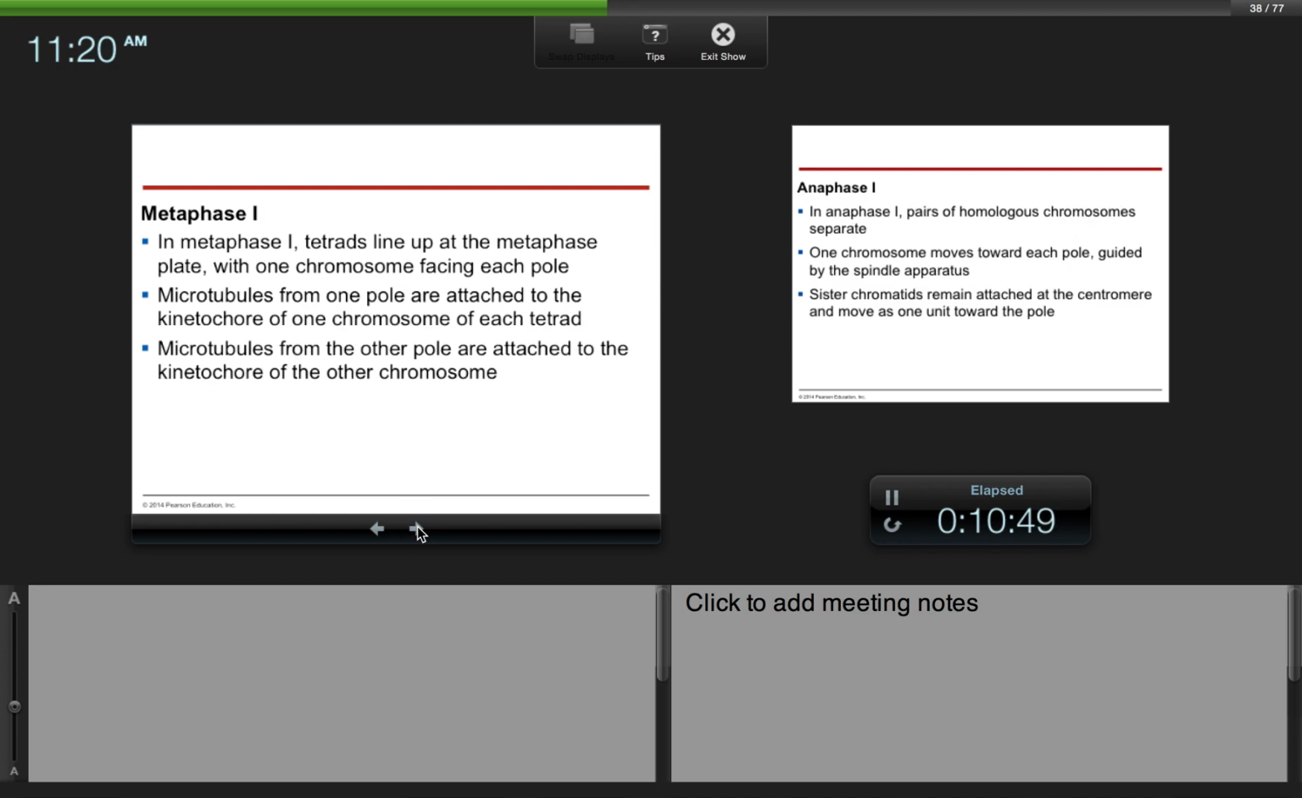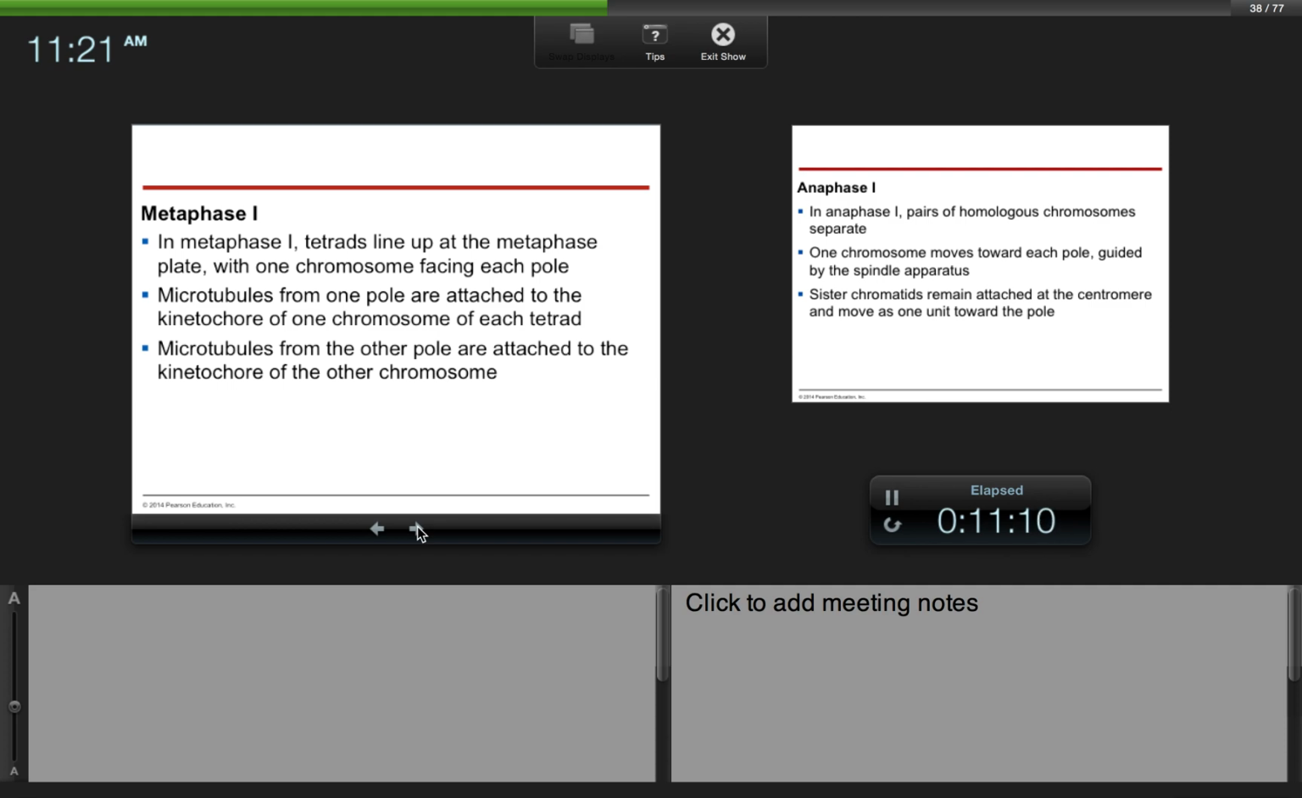Metaphase 1, this is when the homologous pairs line up at the metaphase plate. We call them tetrads because you have a pair of homologous chromosomes, and each pair is duplicated. So really you have 4 copies of that same chromosome.